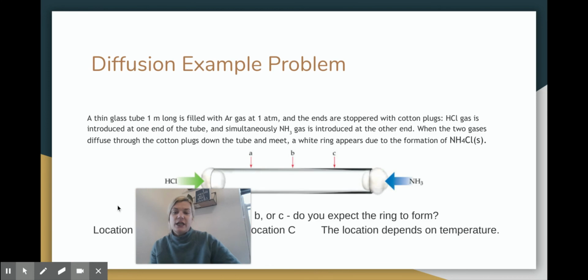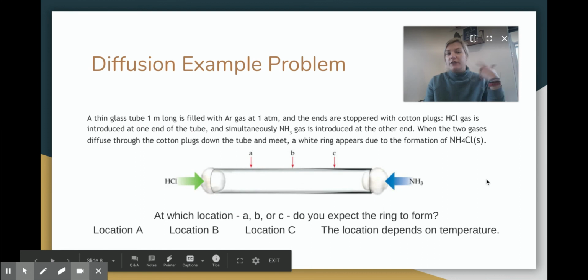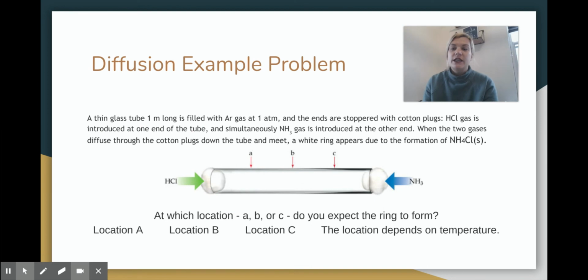Okay, so let's look at an example problem. I'm going to move myself back up here, and let's kind of think through it. It says a thin glass tube 1 meter long is filled with argon gas at 1 atmosphere, and the ends are stopped with cotton plugs. Okay. So like, what are cotton balls or whatever.